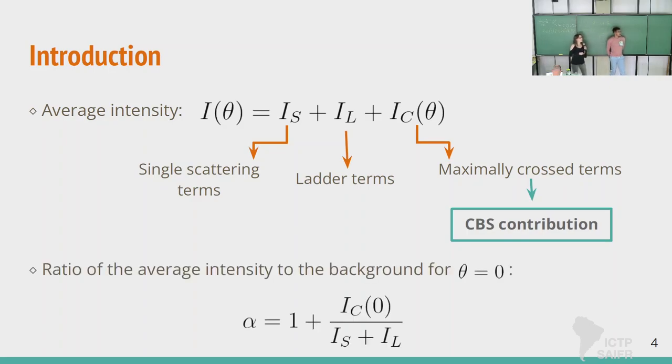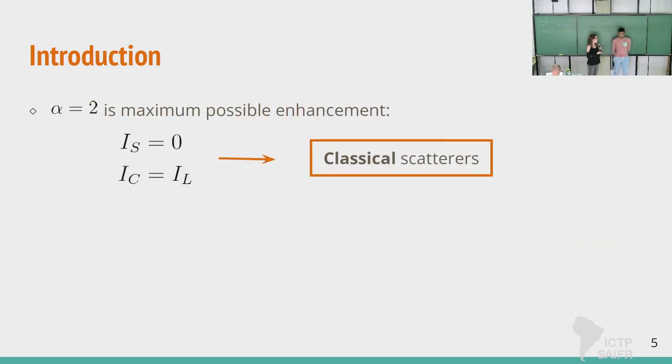So to evaluate the CBS contribution, they define this ratio here between the total intensity and the background in the backward direction, so we have theta equals zero. And if you look at this expression, we will see that when I_S equals zero and I_L equals I_C, we have the maximum possible value for this enhancement, which is equal to two.